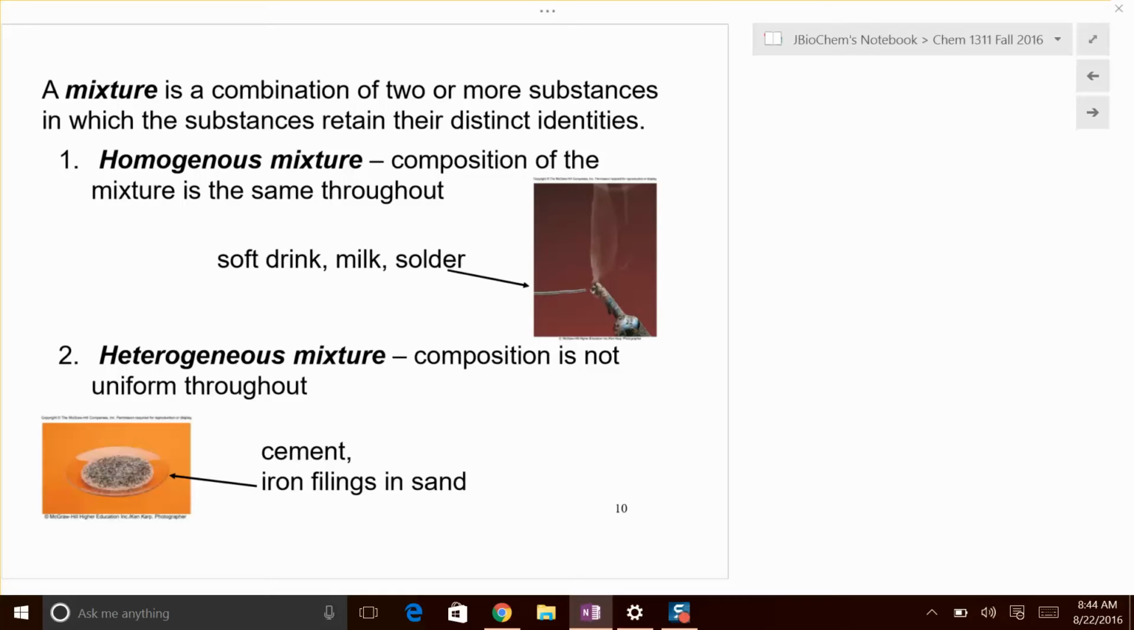But if we take a sample of the mixture at the top and at the bottom and they are different, then we would say they are heterogeneous. They are not uniform throughout. Heterogeneous. Okay? So homogeneous means the same throughout. Heterogeneous means it is not uniform throughout the mixture. So here they're showing a few examples. Soft drinks, milk, solder. Those would be homogeneous mixtures.